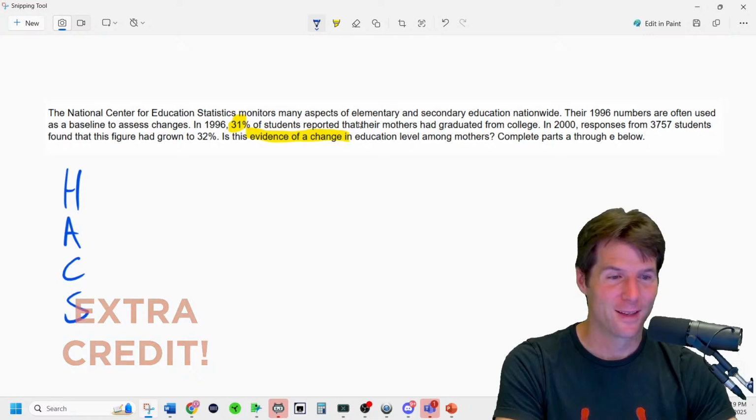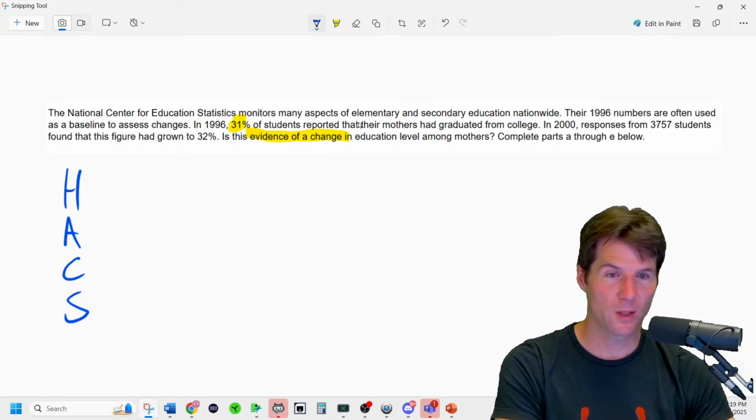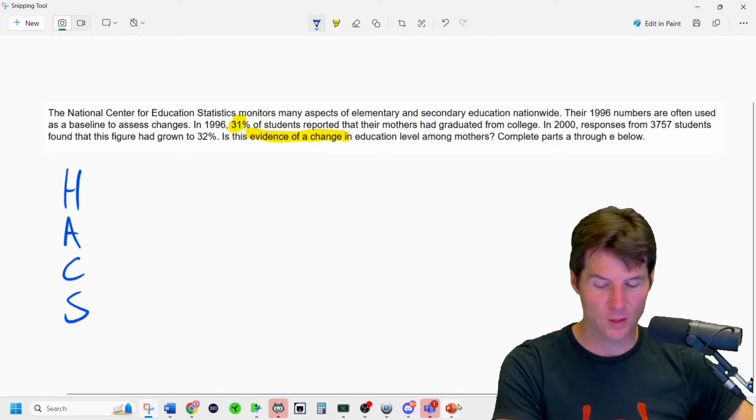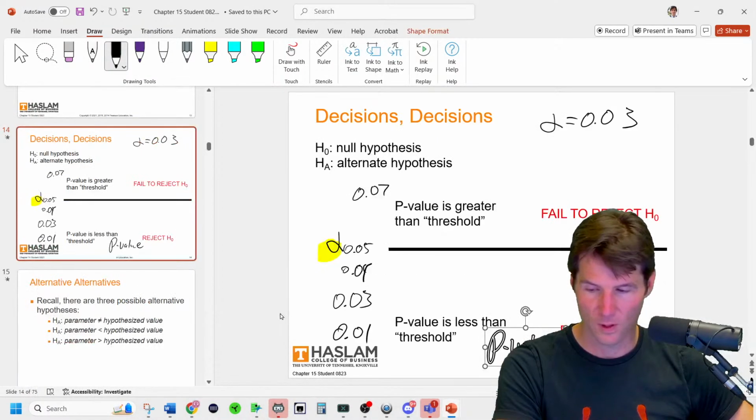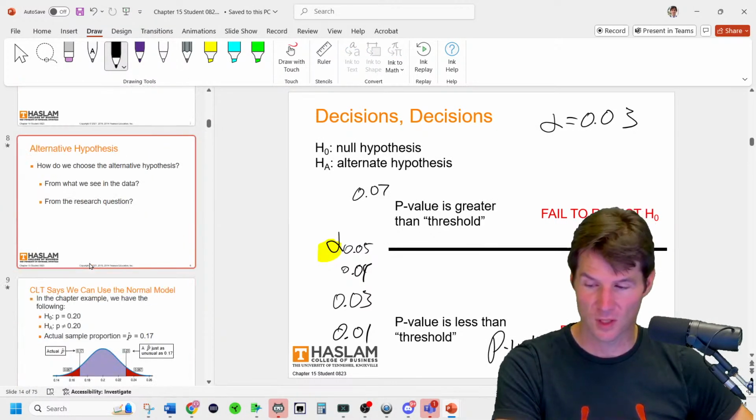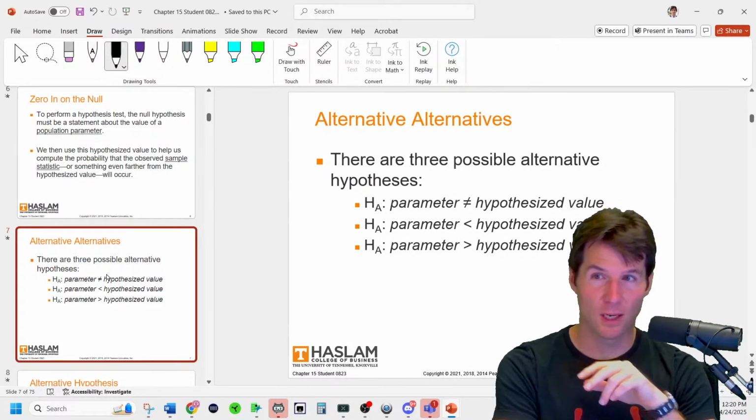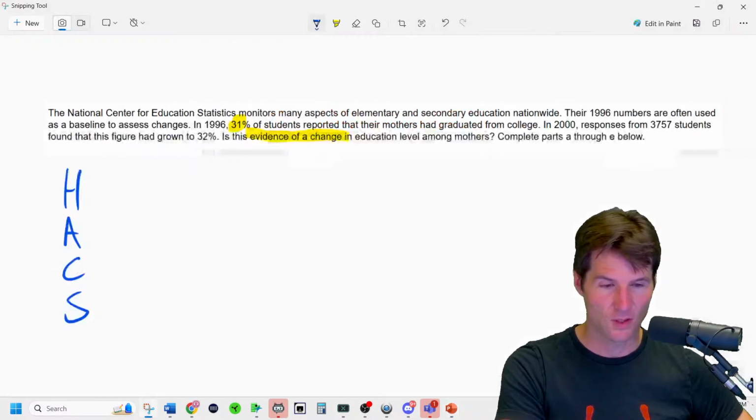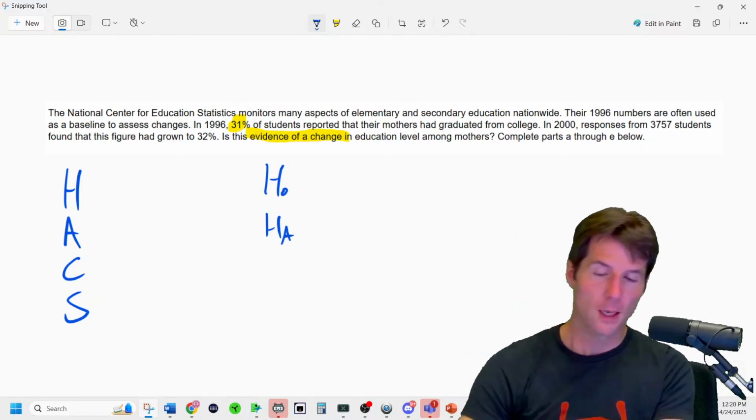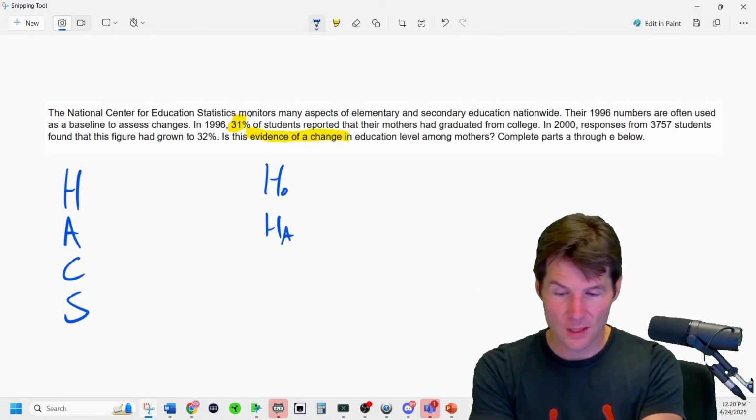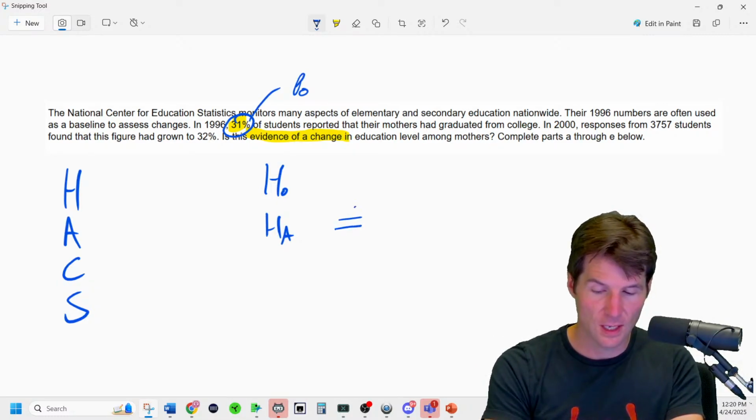So we have to write out our null and our alternative. When writing out your null, the first thing you write is what? What are the first two letters you're going to write? H-O, H-A, right? So we've got to write the H-O and H-A. The null says, the alternative says. And with this now, we are going to go here and note that this is the hypothesized proportion. And then the evidence of a change is we're going to say it's not equal to.